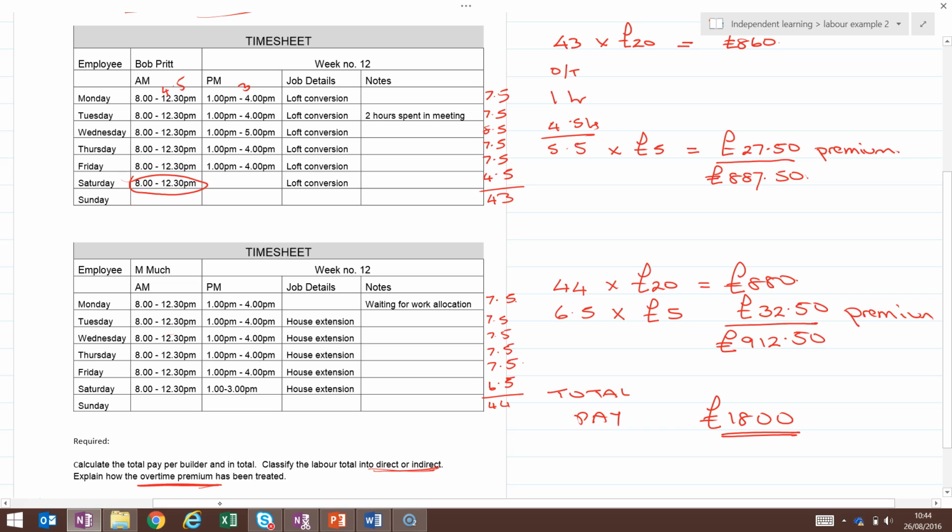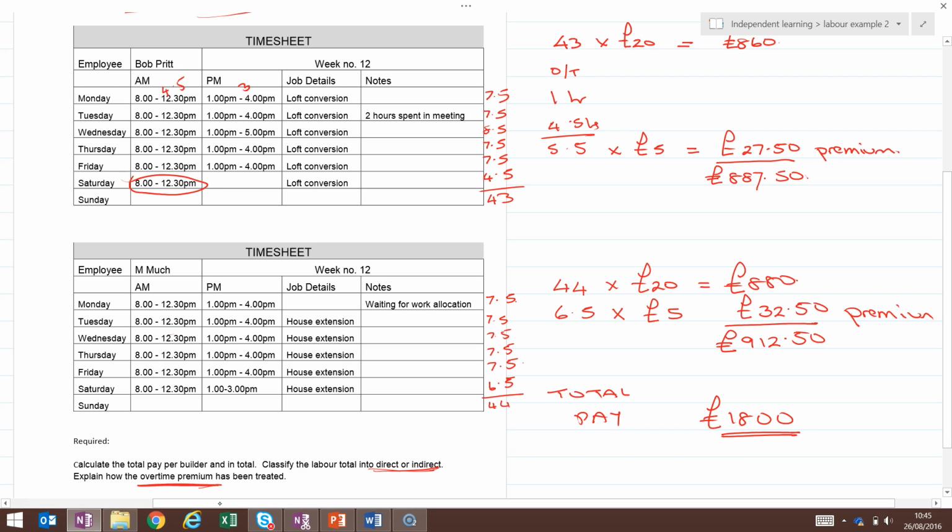So as long as you approach it in the same way as we've done before, this one's fairly straightforward. So firstly, what are the total hours worked? Multiply it by the rate of pay. What are the extra hours worked, the overtime? Multiply that by the overtime premium, the extra bit you're paying. So extra hours times extra bit of pay.